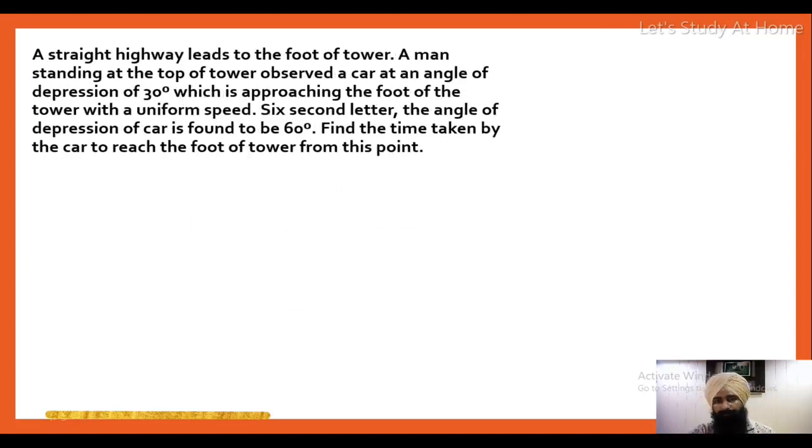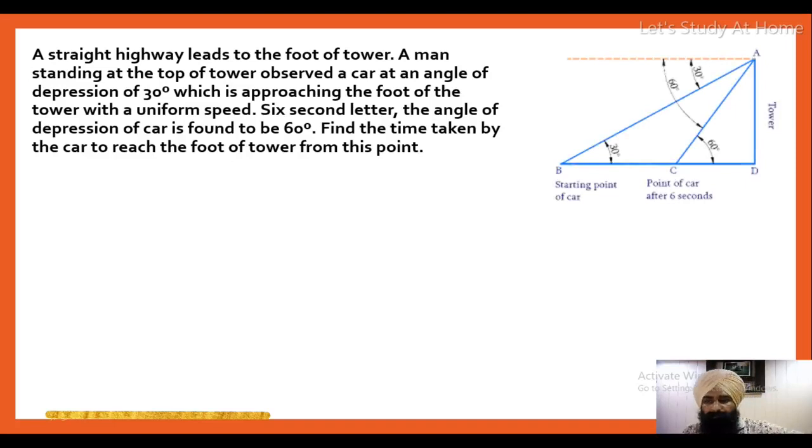A straight highway leads to the foot of a tower. A man is standing on top of the tower. He observes the car at an angle of depression of 30 degrees, approaching the foot of the tower, meaning the car is coming this way. Let's see. Firstly, the car was here. After some time it is here. Meaning the starting point of the car, and after 6 seconds here. We want to find the time, meaning how much time it will take to reach the foot of the tower. Let's see, again your favorite tan. Before using tan, I am going to clear one thing to you.